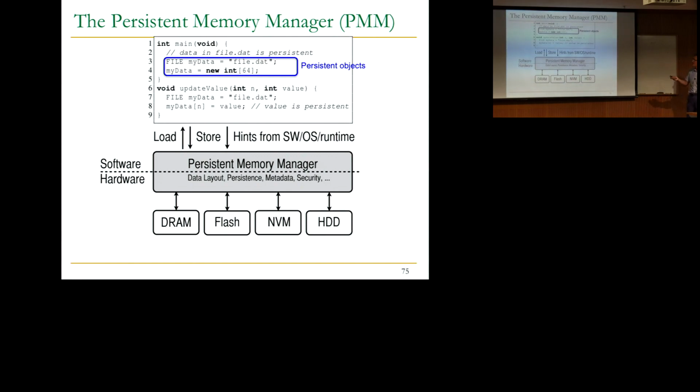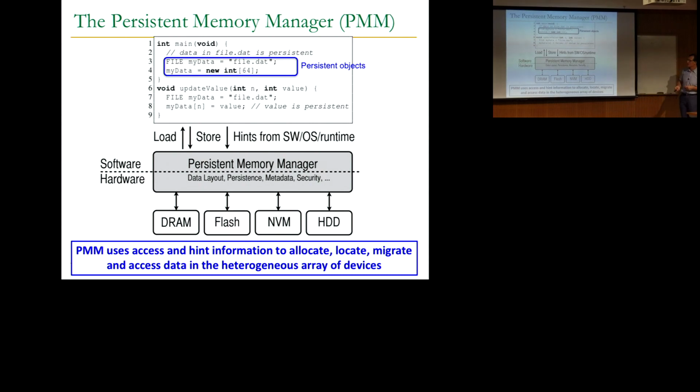So the key question is, can we enable something like this? It can be enabled because you have this technology. You could also try to do it without this, and that's essentially what the IBM folks tried to do with hard disk technology. It may be possible, but the problem is this is very slow now, whereas NVM is very fast. So this persistent memory manager uses access and hint information to allocate, locate, migrate, and access data in this heterogeneous array of devices. That's a bunch of words.